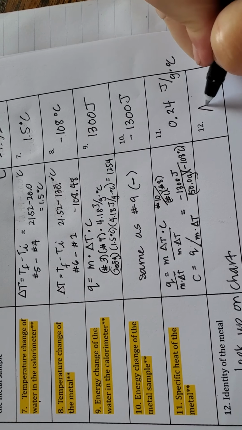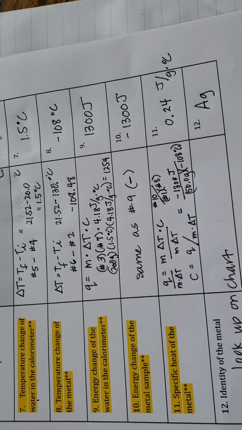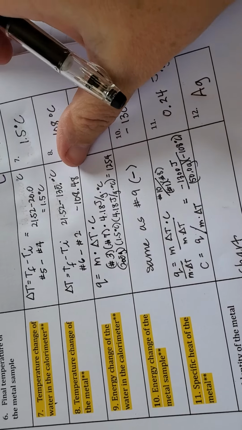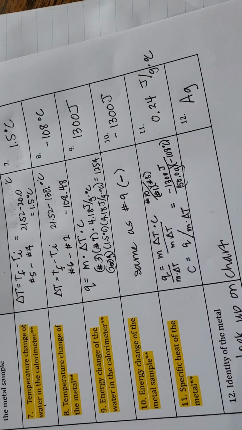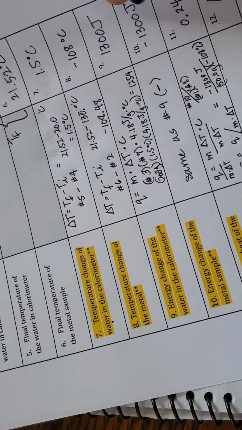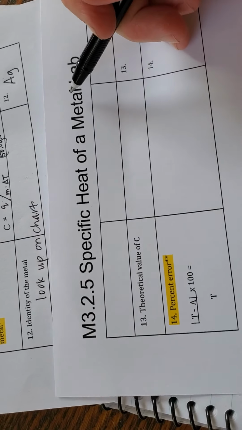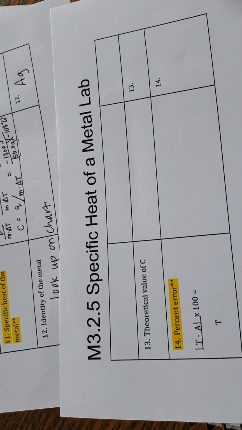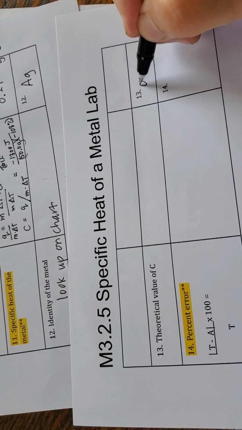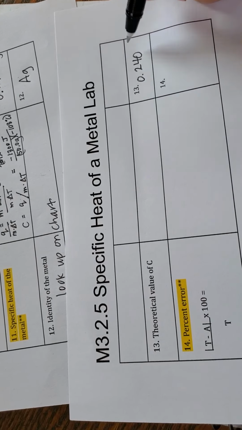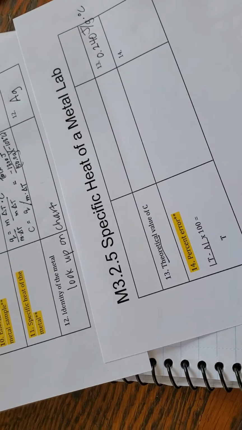I know it's silver because that's what I'm doing, but if I didn't, that's the way you would do it. You would take this value and look up the values on the chart and match it with whatever it matches with. And then, even in the lab, this one actually comes out pretty accurate. But being a virtual, it looks like they're even more accurate. Okay, so the theoretical value that I'm seeing here on this is 0.240 joules per gram degrees Celsius. So this is what we call our theoretical value.